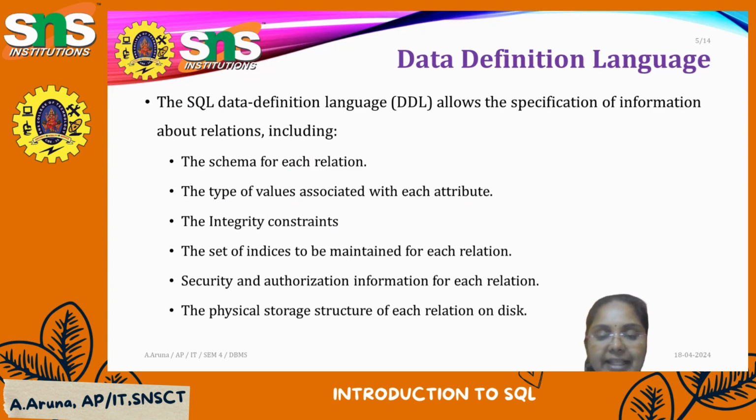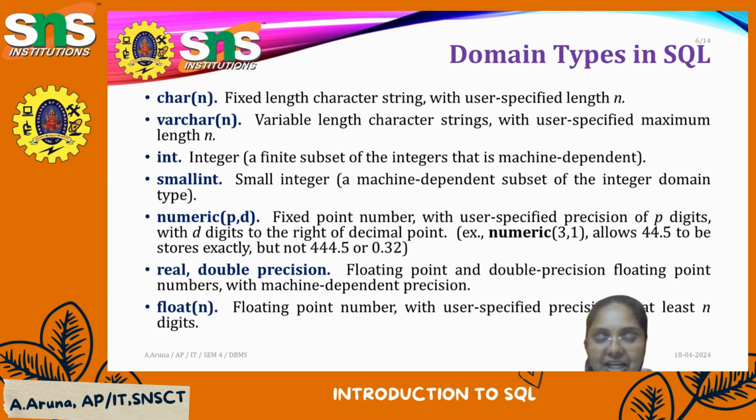It can also contain integrity constraints. Integrity constraints are nothing but whether I am going to set a primary key or foreign key, unique, or not null; everything we give over here. It can contain the set of indices to maintain each relation, that is nothing but the index. We also provide security and authorization information for each relation, and the physical storage structure of each relation on disk. That also is part of DDL, the data definition language.